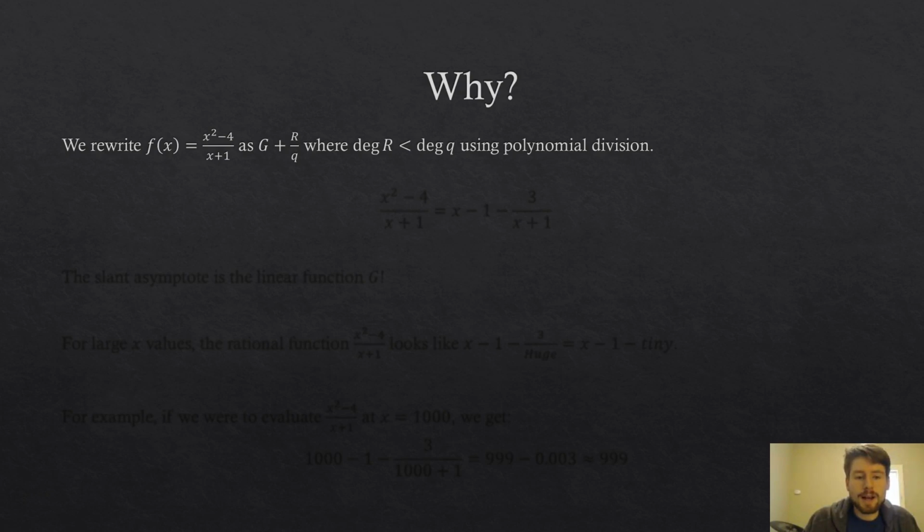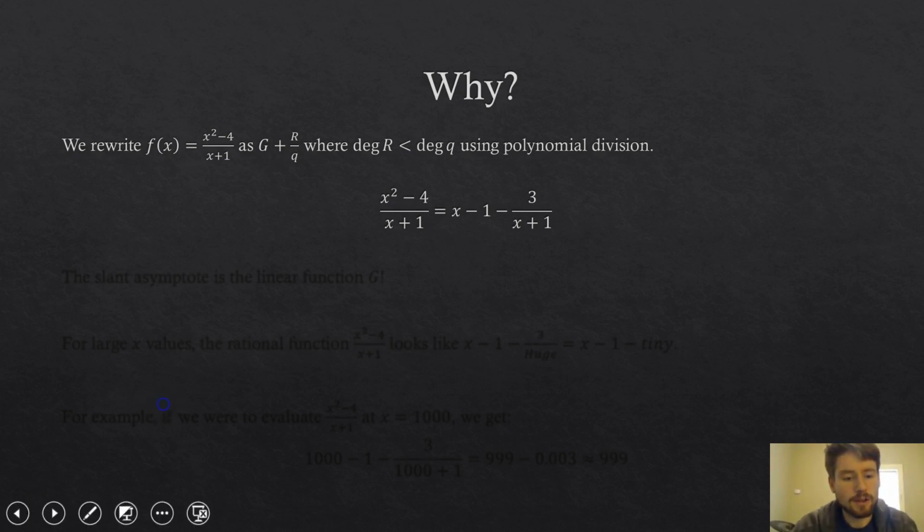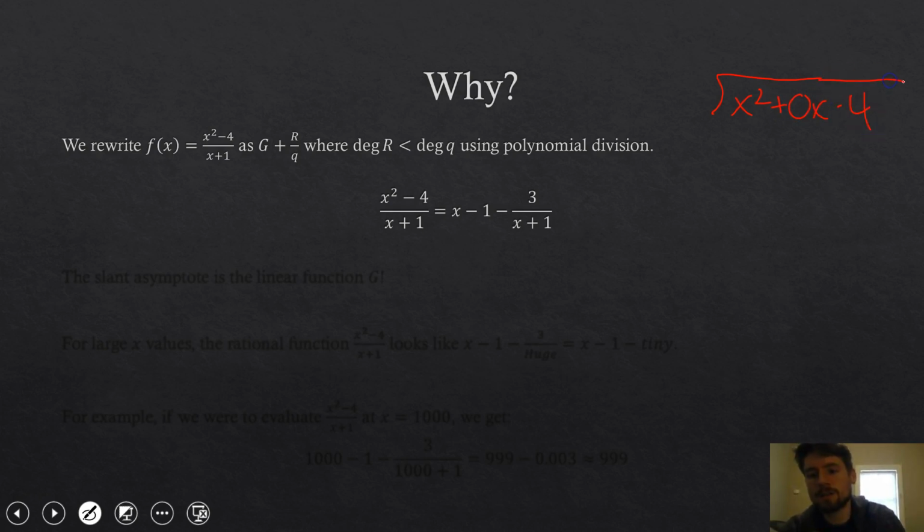If we rewrite it using polynomial division, we're going to get something that looks like this: x minus 1 minus 3 divided by x plus 1. I'll go ahead and do it real quick so that we are refreshed. How do we do the polynomial division? We put our numerator x squared minus 4, and I'm going to put 0x in there as well so I don't lose track: x squared plus 0x minus 4 underneath the division symbol. Then we put our denominator x plus 1 out in front because that's what's dividing it.